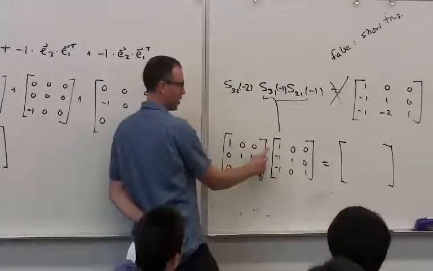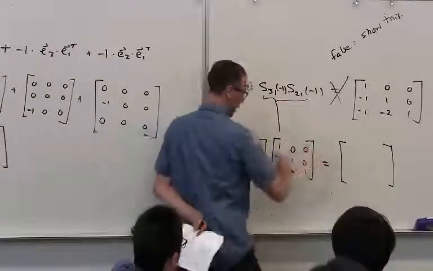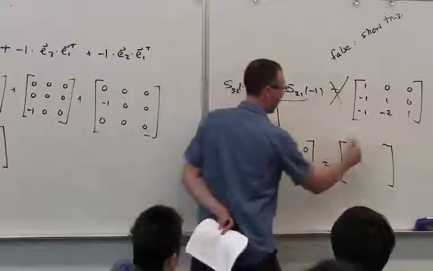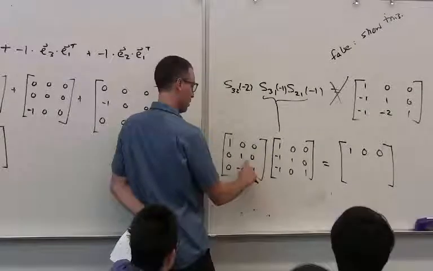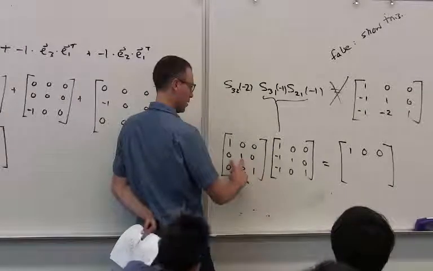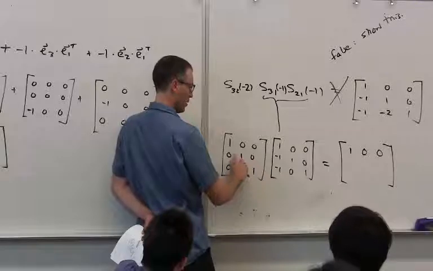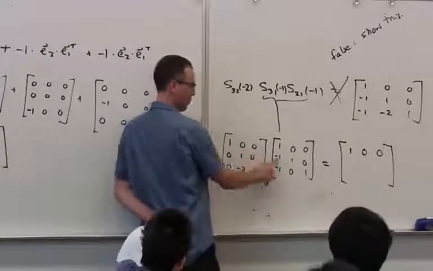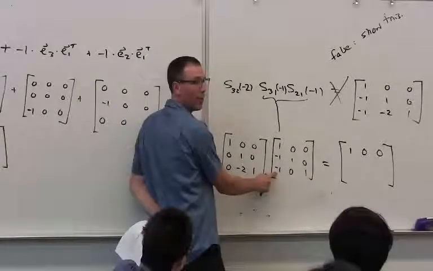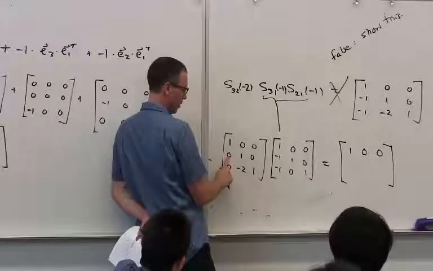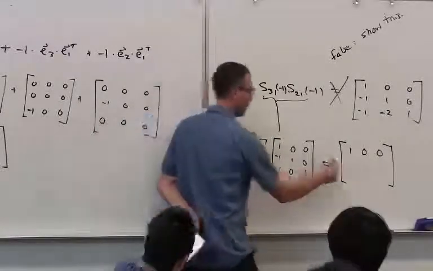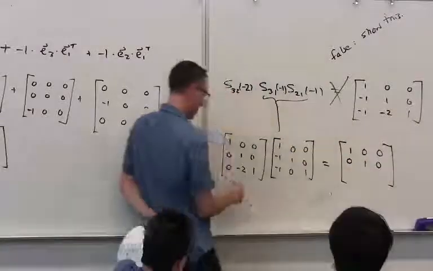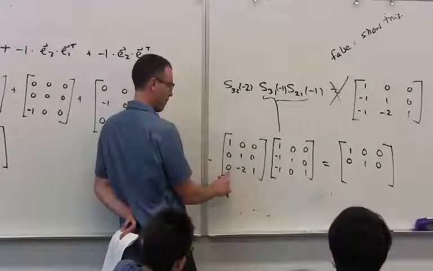All right, so 1, 0, 0. The first row I'm going to get is what? 1, 0, 0. Okay, what about the next row? So I pick off row 1, I take 0 of row 2, I take 0 of row 3, right? What about the next row? 0, 1, 0. Okay. Now what?